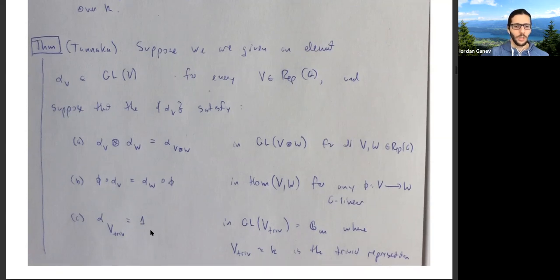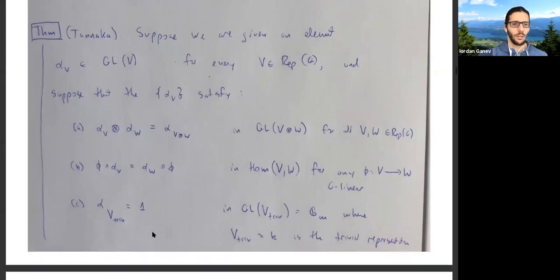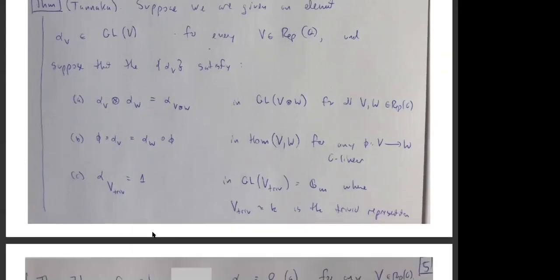Okay, and the final condition is, if we have the trivial representation, then it's one-dimensional, so its GL is just the multiplicative group, and we want this alpha to be equal to 1 there. Okay, so those are all the conditions these alphas need to satisfy, and if we know that these alphas... Oh yeah, go ahead.